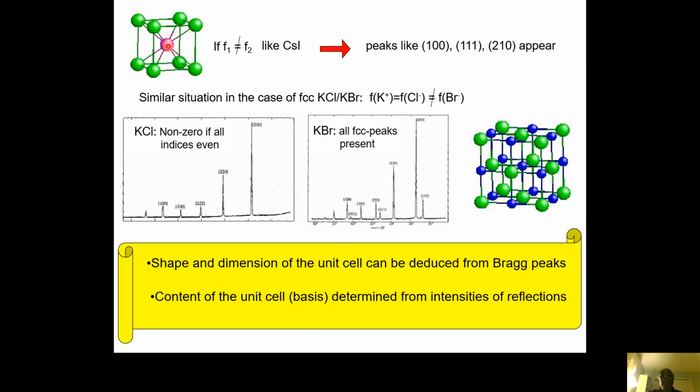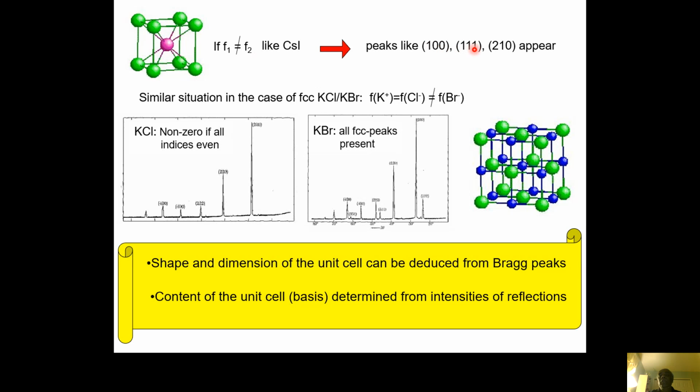Because this one is F1, this is F2. So then they don't cancel each other. If you have that situation, you can get reflections even from these ones. So here, if you look at this one, 1, 0, 0. If we add, what is the value? 1, right? That's odd.